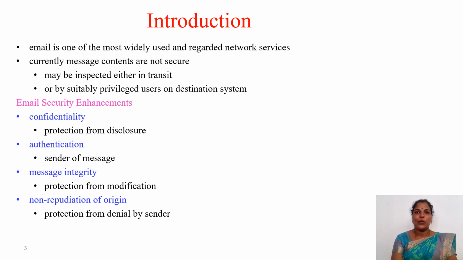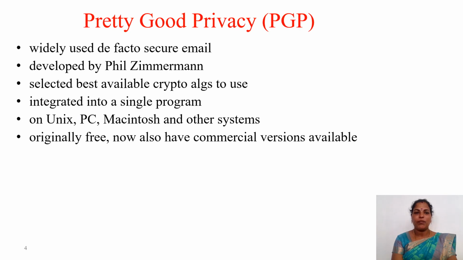For that, what are the methodologies available in the system, that only we are going to see here. First one is Pretty Good Privacy. S/MIME is also there, but based on your syllabus, here we are going to discuss only Pretty Good Privacy. This is a widely used de facto secure mail. It was developed by Phil Zimmerman. Here we are selecting the best available crypto algorithms to use. In Pretty Good Privacy, many crypto algorithms are used to secure the mail, and it is integrated into a single program on Unix, PC, Macintosh or other systems. It was originally free. Now commercial versions are also available for Pretty Good Privacy.